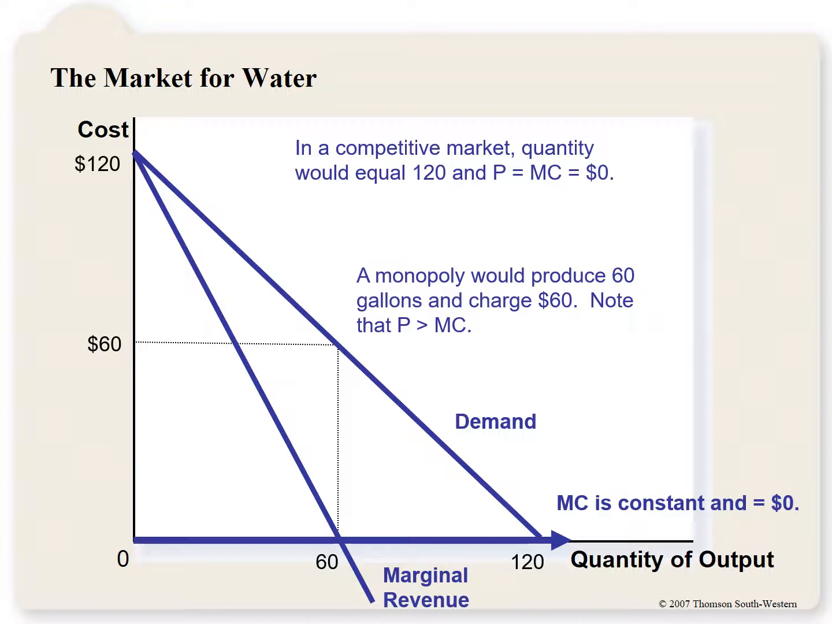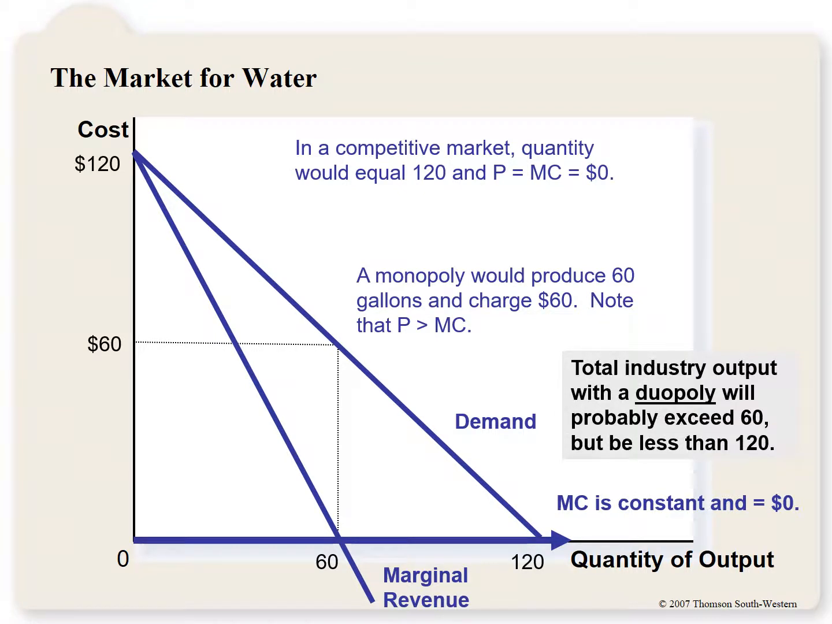Now, a monopolist would be able to produce 60 gallons, and they would be able to upcharge, right? They don't have to charge $0 because they're the only ones supplying water in the entire economy. And so you can see that price would actually be higher than marginal cost. So here's what I'm getting at.